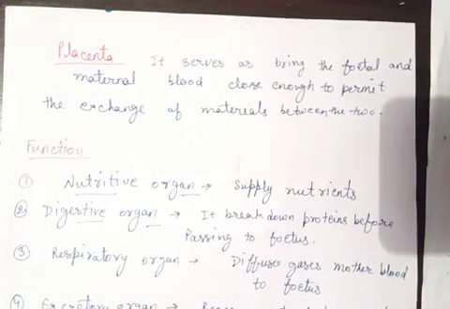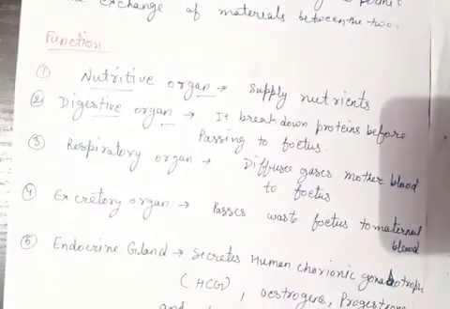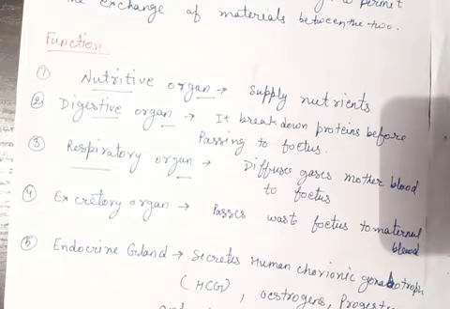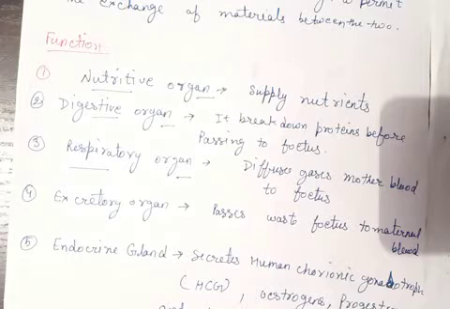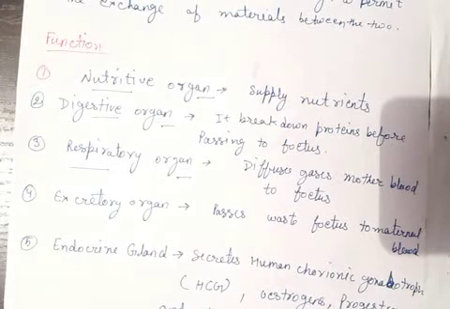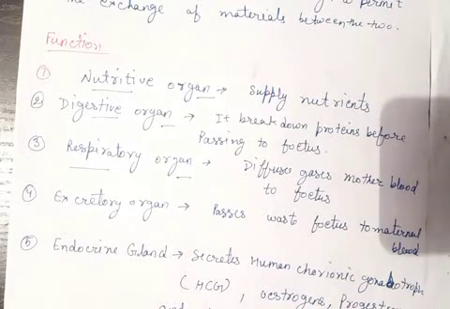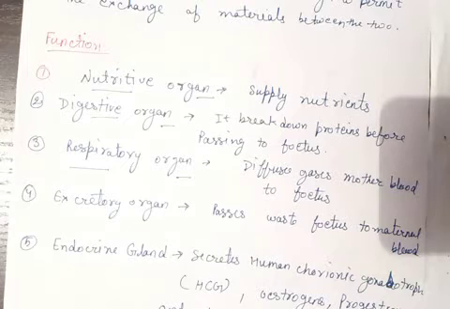The next function of the placenta is as a respiratory organ. We know maternal blood has oxygenated and deoxygenated forms. So before passing to the fetus, the placenta first diffuses the oxygen in and expels CO2. After that, the placenta passes the oxygenated blood to the fetus and gets the deoxygenated blood from the fetus and passes it to the maternal blood.